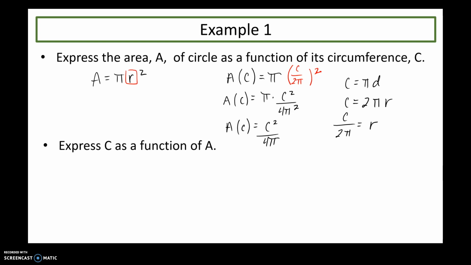So that's my area in terms of the circumference only, meaning the circumference is the only variable allowed in the equation. All right, so now express the circumference as a function of the area. All right, so I have area equals c squared over 4 pi. So now solving this equation for c, first I'm going to multiply both sides of the equation by 4 pi. And then when I take the square root of both sides, circumference can't be negative, so I don't need my plus or minus out front. My circumference will be square root of 4 is 2. So it'll be 2 times the square root of pi times the area.